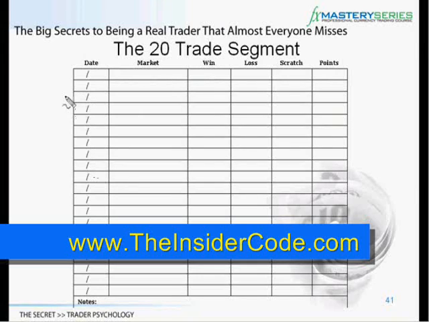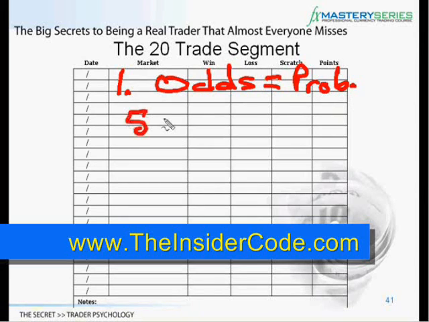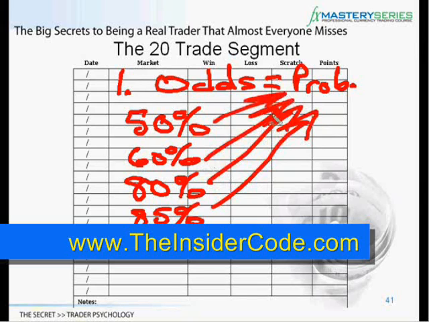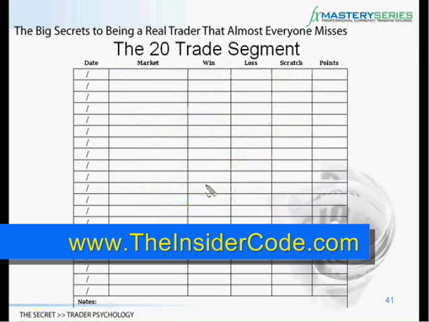Now remember in the last section we talked about the odds, right? Which really is another way of saying the probabilities. What's the probability of success? Is it 50%? Is it 60%? Is it 80%? Is it 85%? What is the probability of success? And if we're trading on a probability and we're focusing on that and we're counting on that, we have to have a realistic way to measure that.